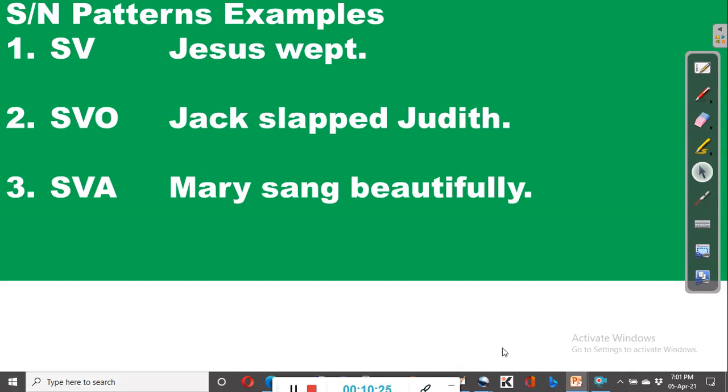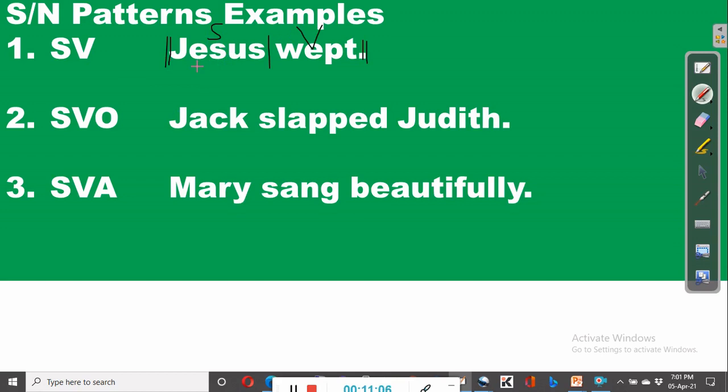Now, the first pattern here that we want to look at is the SV pattern, which is subject plus verb. That's number one. And the example we have here is Jesus wept. It is a very popular biblical quotation. Jesus wept. So when we analyze this, the subject here is Jesus and the verb here is wept. So we have the SV structure here.